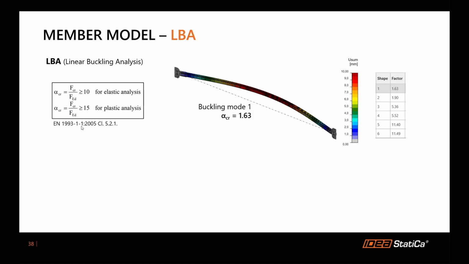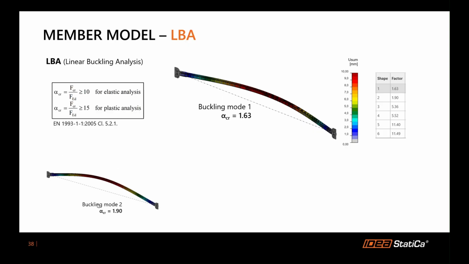Now we see also, according to the Eurocode, that for plastic analysis, alpha critical needs to be greater than 15 to be on the safe side. Otherwise, we have to do a more advanced analysis with the imperfections included and the GMNIA.